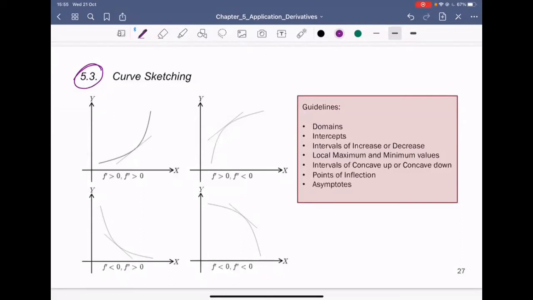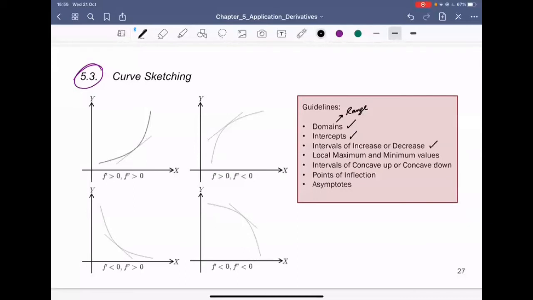In order to sketch the graph, this section is like an art. You need to find the domain, sometimes the range, because sometimes if you get the range, it may be useful as well. And then you need intercepts.